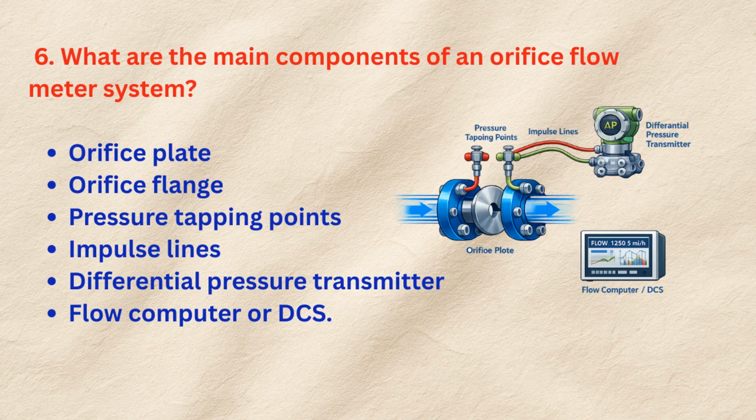What are the main components of an orifice flow meter system? Orifice plate, orifice flange, pressure tapping points, impulse lines, differential pressure transmitter, flow computer or DCS.